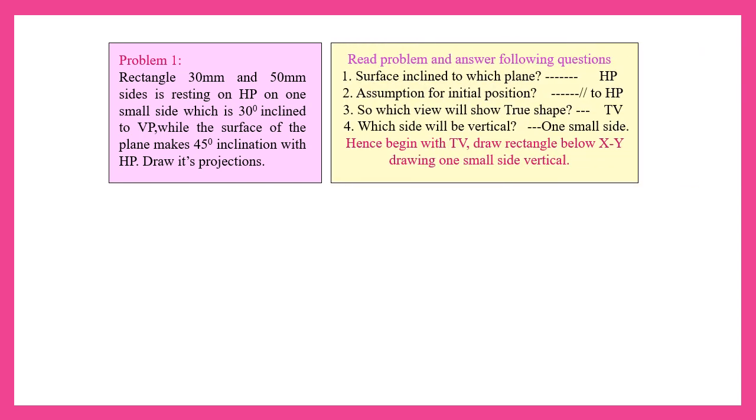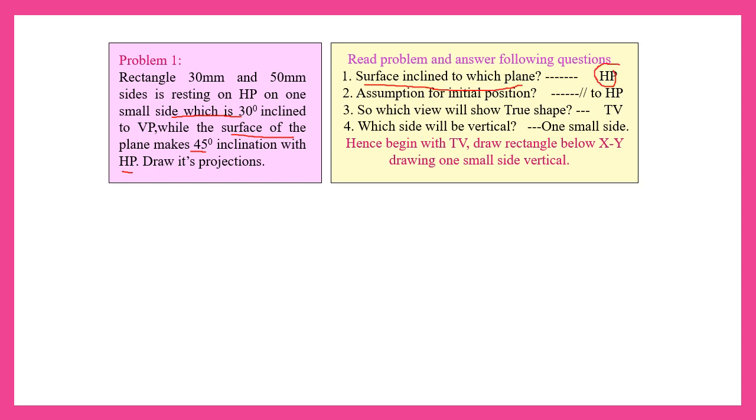We will see one problem from which you can understand the concept of projection of planes. Here a rectangle of 30 mm and 50 mm side is resting on HP. One of the sides is 30 degree inclined to VP and the surface is inclined 45 degree to HP. This is what is given. Draw its projection. So first, surface inclination is the first step. Surface inclined to which plane? It is inclined to HP.